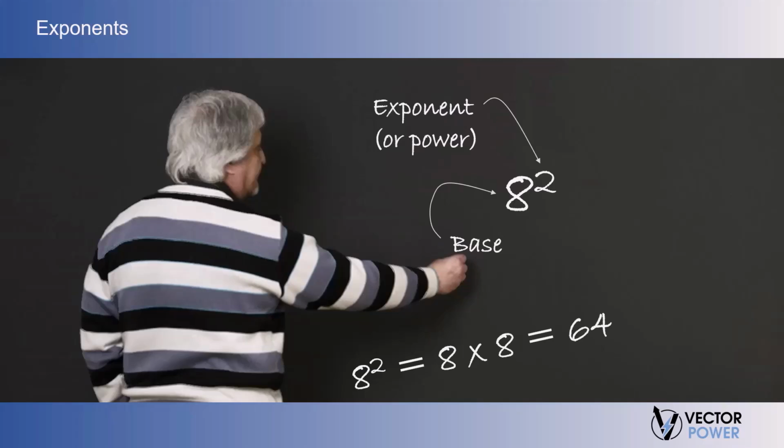In words, 8 to the power of 2 could be called 8 to the power of 2, or 8 to the second power, or simply 8 squared. Exponents are also called powers or indices.